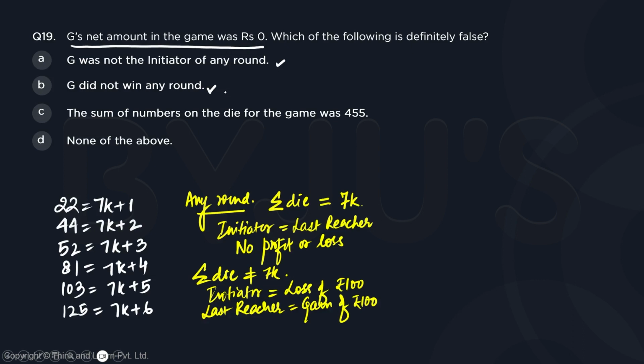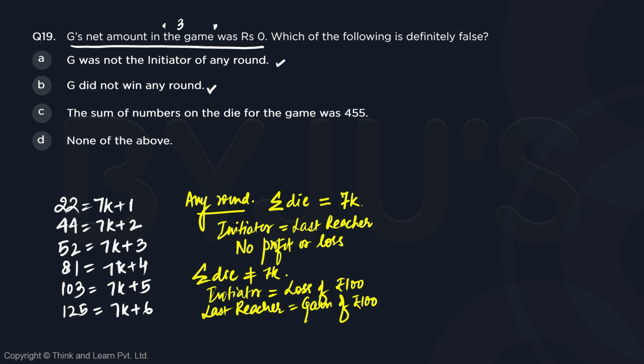did not win any round or he won one round, he lost one round. How can he win one round if he is the last reacher and was not the initiator? And how can he lose a round? He was the initiator but not the last reacher. In that case, he will lose 100 rupees. So two possibilities. This is true that G did not win any round, or maybe G won a round and lost a round out of the game. The question is about the game. It's not about the specific round.